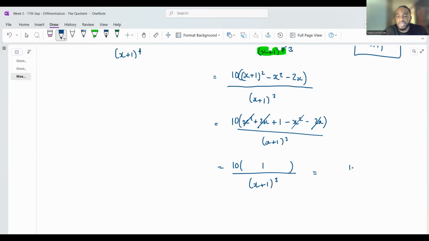So therefore, 10 times 1 is 10, over x plus 1 all to the power of 3. So therefore, A is equal to 10 and n is equal to 3. That's our answer.